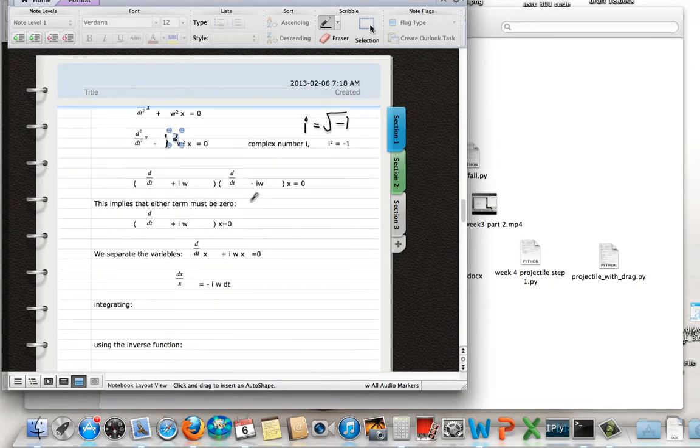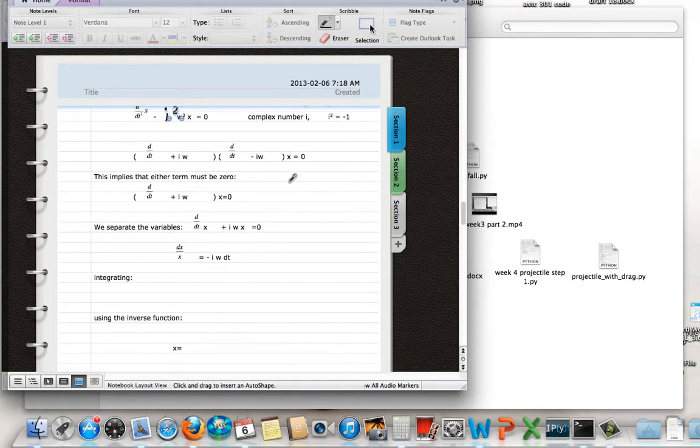Now the only way that that can be a 0 function for every value of x is if the brackets themselves identically are 0 when they act on x. Let's focus on this first bracket. If this is to be 0, then I can just expand this operator and get dx dt plus i omega x is 0. Then I will take the i omega x to the other side. It'll become minus i omega x.